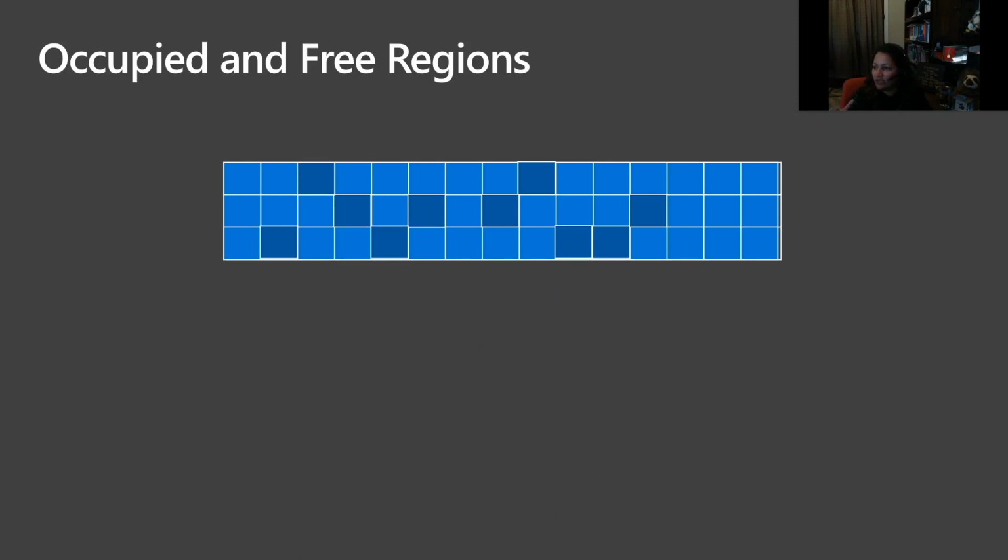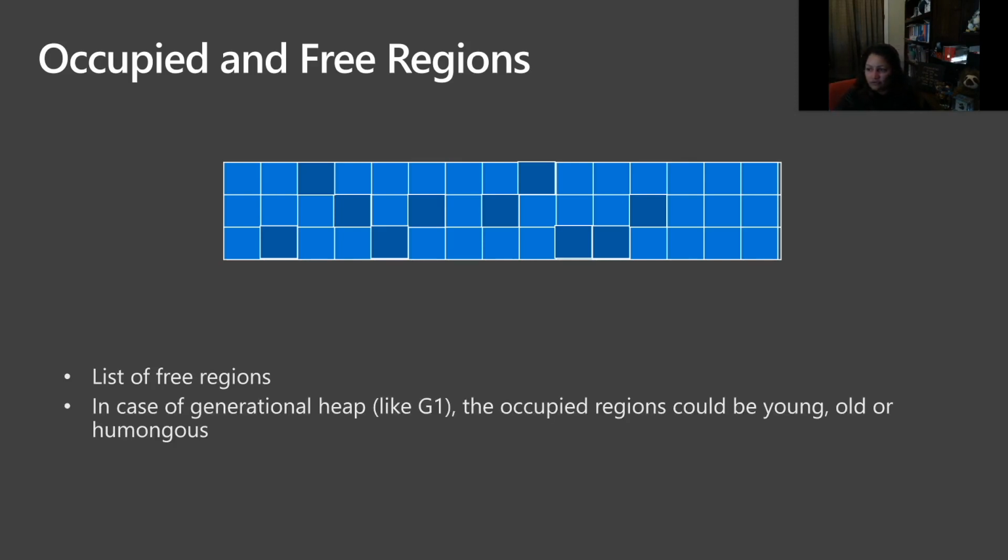At any given time, you will have a bunch of occupied regions as well as non-occupied regions. And the way you understand the non-occupied ones is by a list. So in G1 GC's case, for example, there's a list of free regions. And if you're also generational, at any given time, these occupied regions could be young gen or old gen or even humongous, like I said, if you have bigger objects and you need contiguous slots. So right here, you can see these are contiguous.